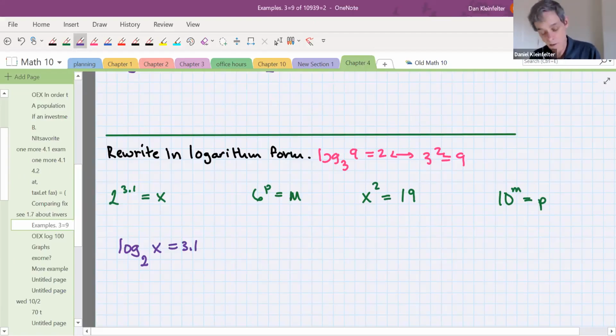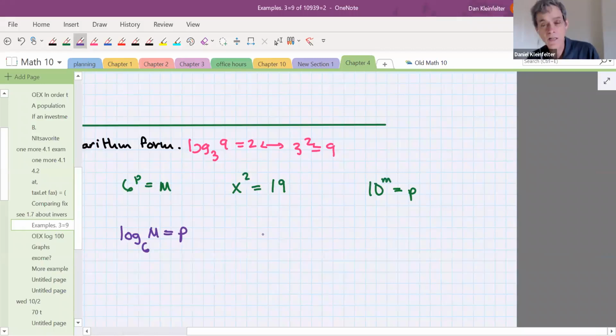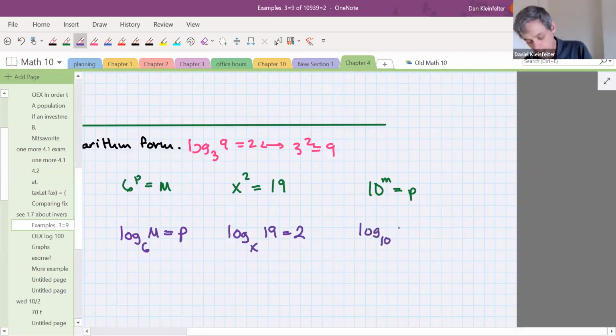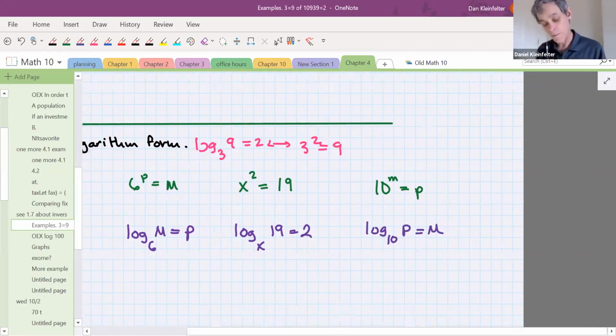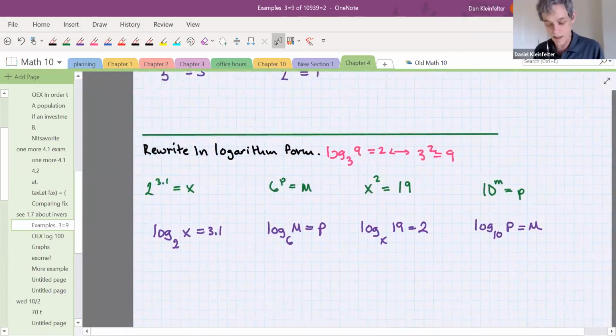6 to the p power equals m. So log base 6 of m equals p. X squared equals 19. Log base x of 19 equals 2. After you've done a couple of these, they get a little easier because it's the same but different. Log base 10 of p equals m.